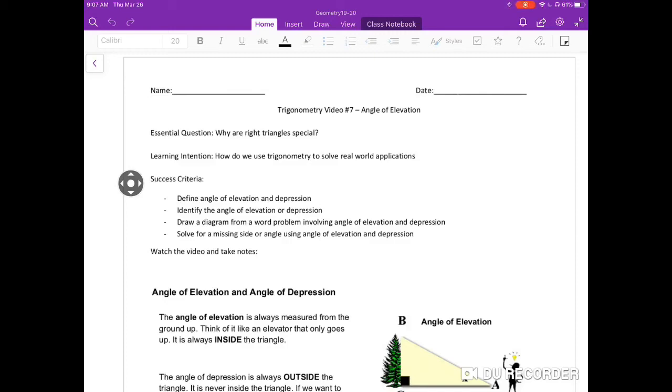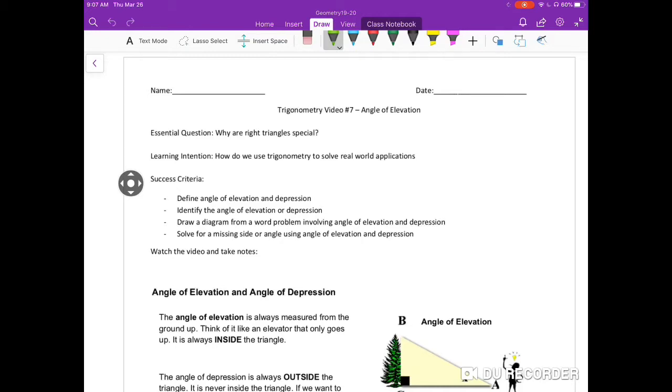Okay, so here we are for video 7. This is going to be angle of elevation. The math that we've been doing is going to stay the same. The only difference now is we're going to add two vocabulary words: the angle of elevation and the angle of depression.